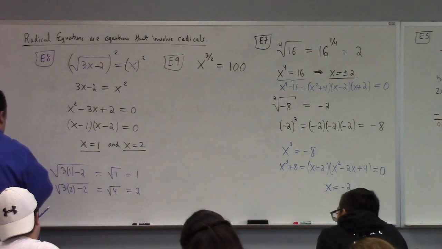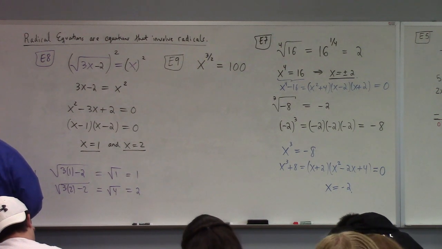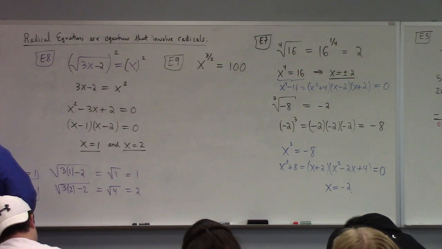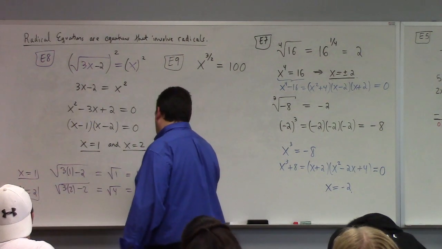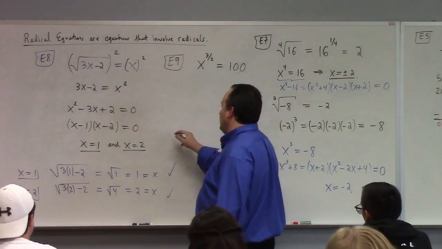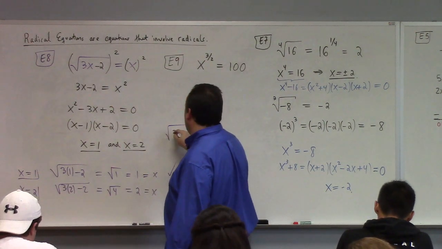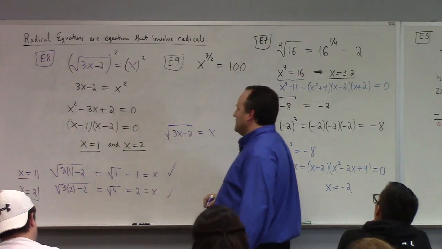And so here we've got x equals 1. Here we've got x equals 2. Well, you know what? I think we got a winner. So yeah, they both solve the equation, the square root of 3x minus 2 equals x. I'm kind of surprised.